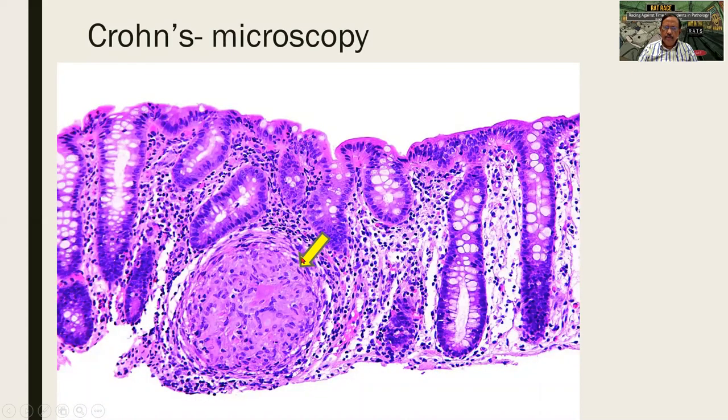So this is a microscopic picture of Crohn's disease. This is a normal intestine that I am seeing and a well circumscribed granuloma. There are no areas of caseation or necrosis seen.